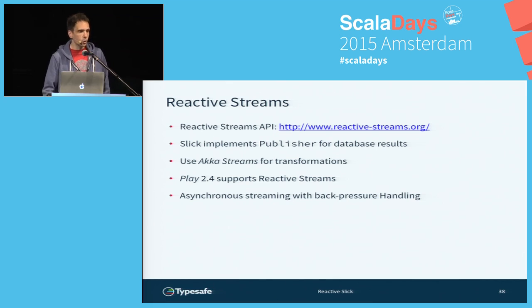And of course, Play 2.4 also supports reactive streams in addition to iteratees. And in a future Play version, this is supposed to become the default. So you can directly interoperate between Slick, Play, and Akka Streams. So the main feature that reactive streams give you is asynchronous streaming with back pressure handling. So let's look at what this means in the context of database calls.